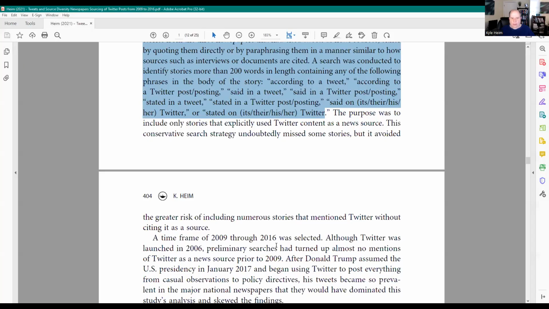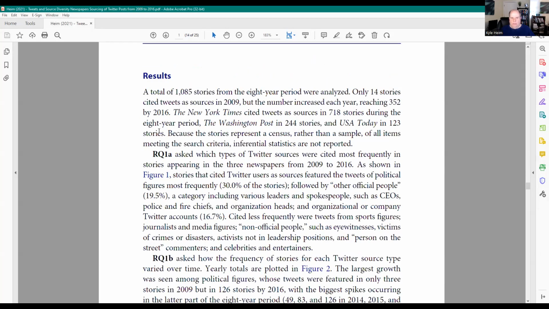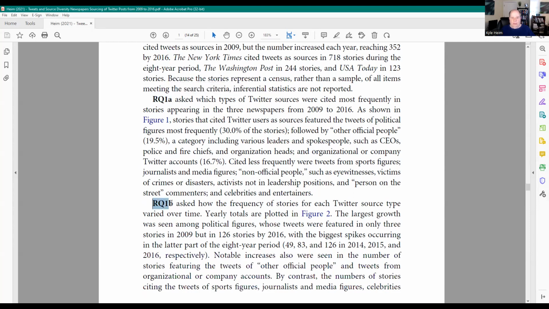So, for example, in my study, let me scroll down. Okay, here's the results section. And I went back through my research questions one by one and answered each one of them with the results.